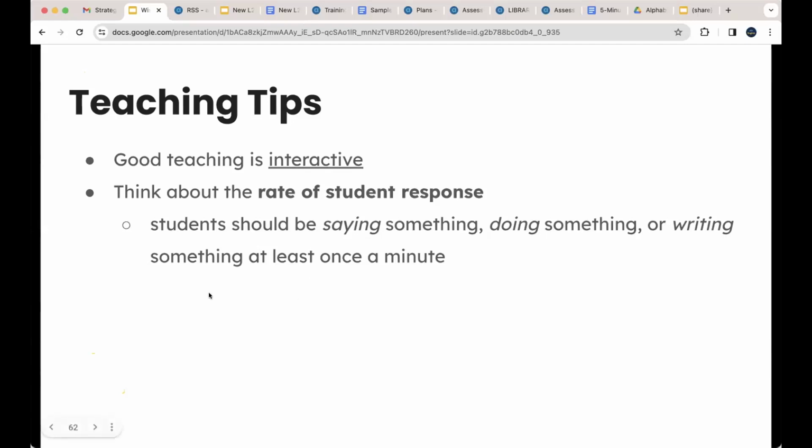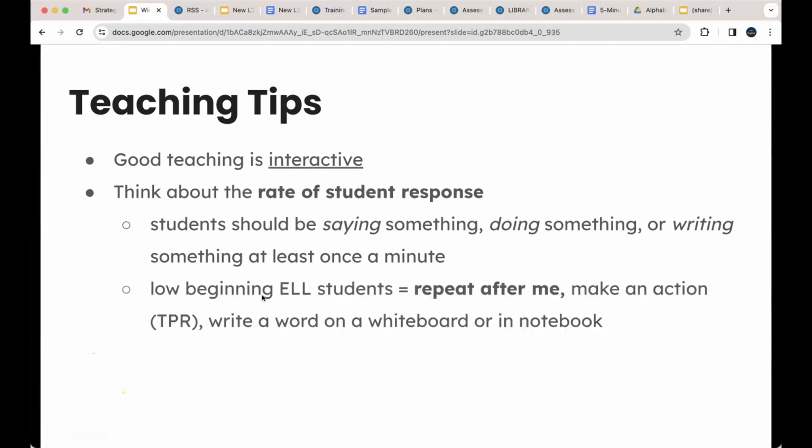And you might be wondering, well, if they're low beginning English learners who don't understand the language, how in the world do you get them to say something or do something or write something? And I want to remind you that even low beginning English students can do things like repeat after me. So if you're introducing some vocabulary words, you would say the word and then motion to the whole class to repeat it after you. And then you'd say the next word and motion to the whole class to repeat it after you. You can also have low beginning English students making an action.